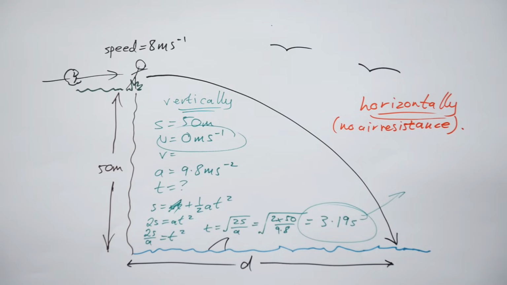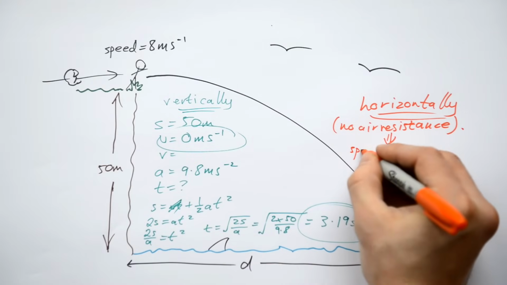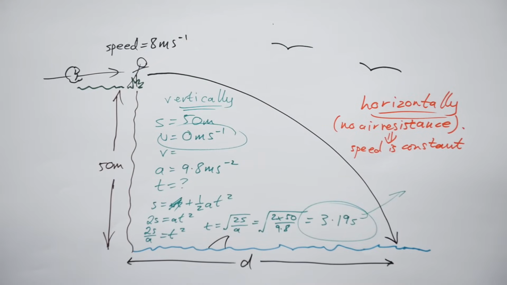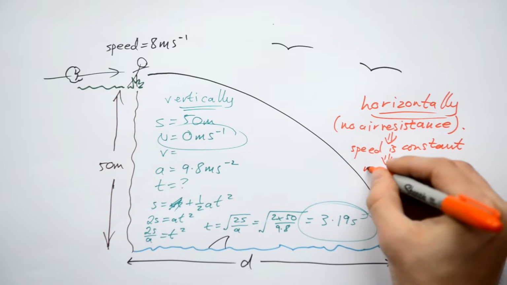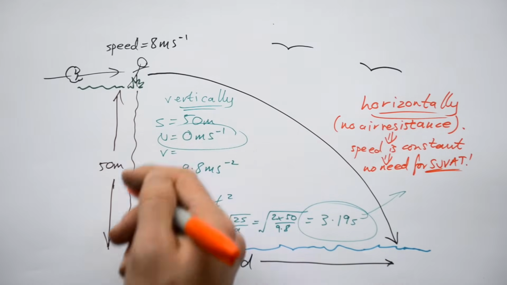Now, if there's no air resistance, then that means that there's no forces acting horizontally on Bob at all. The only force acting on him is his weight, pulling him downwards. Therefore, we can say that speed is constant. If speed is constant, then that means acceleration is going to be 0. So actually that means that there's no need for SUVAT. So that's a good thing about projectile motion at GCSE and A-level. You never have to use SUVAT in both vertical and horizontal components. You only have to do it vertically.